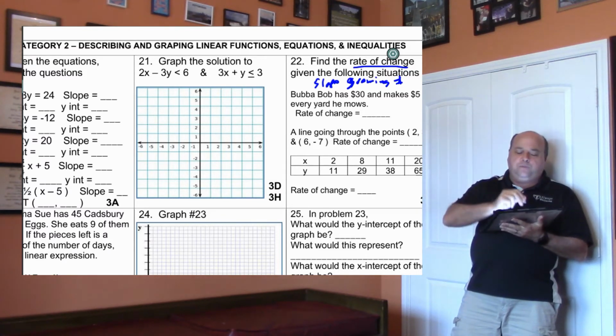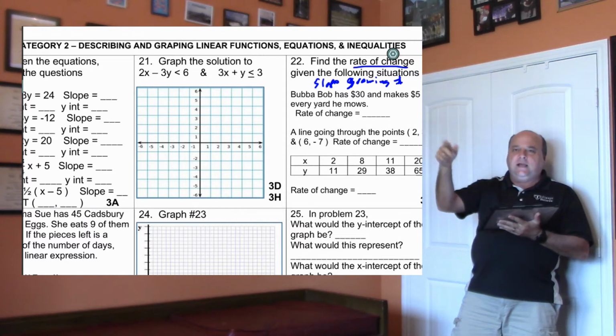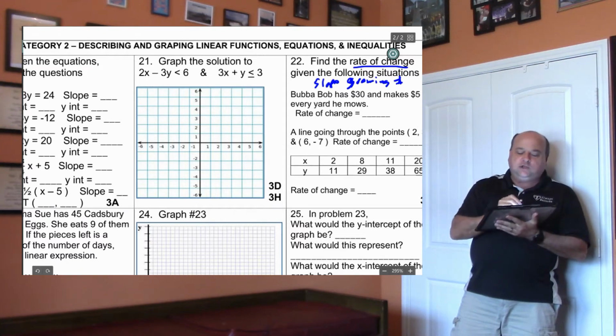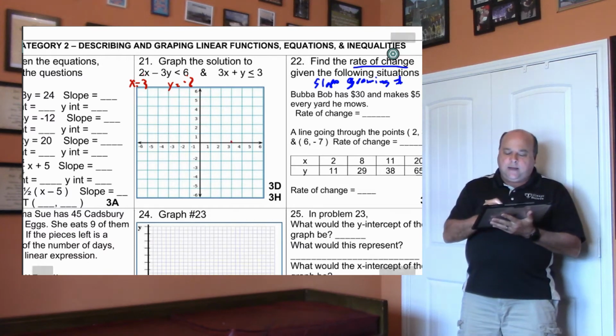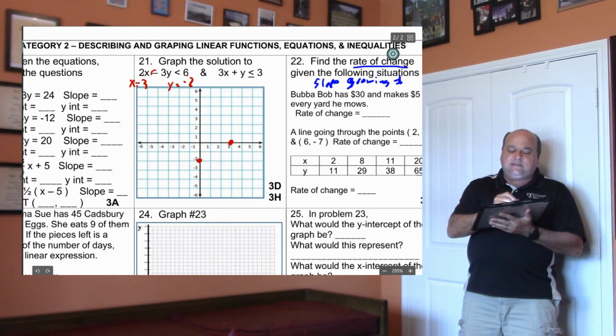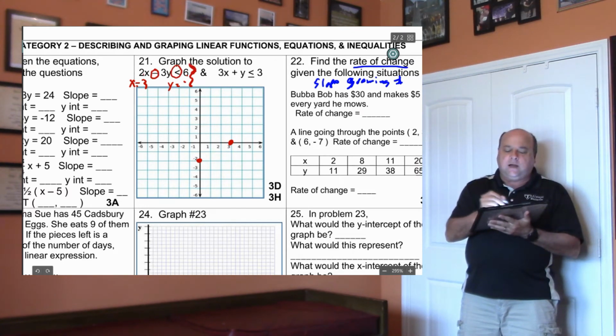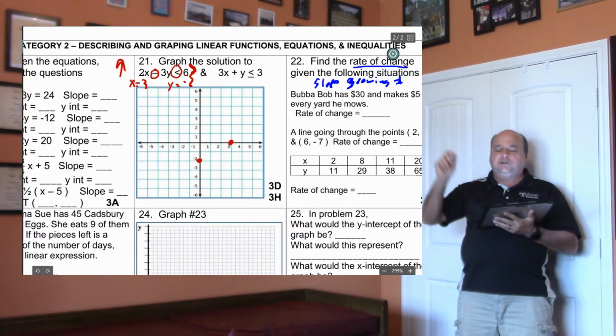Now on 21, we're going to get the x-intercept and the y-intercept. So 6 divided by 2 is 3. 6 divided by -3 is -2. I could graph the line now, can't I? So my x is 3 and my y is -2. I'm going to connect the dots. And since the y is negative, this is going to flip and be greater than, which means I'm going to shade up. So on this line, I will shade up.